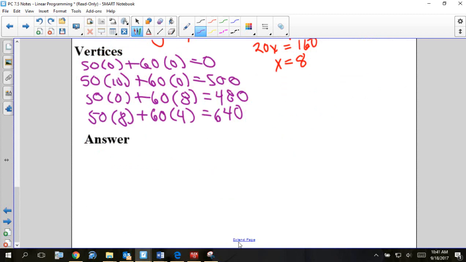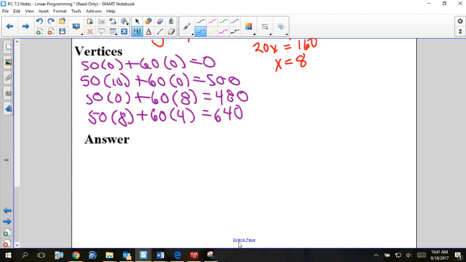So now we've come to our solution. Our solution is not an ordered pair. This is a real-life situation. Our solution is going to be written in words like real-life answers. What is our answer? What's x? 640 is the profit. What's x?